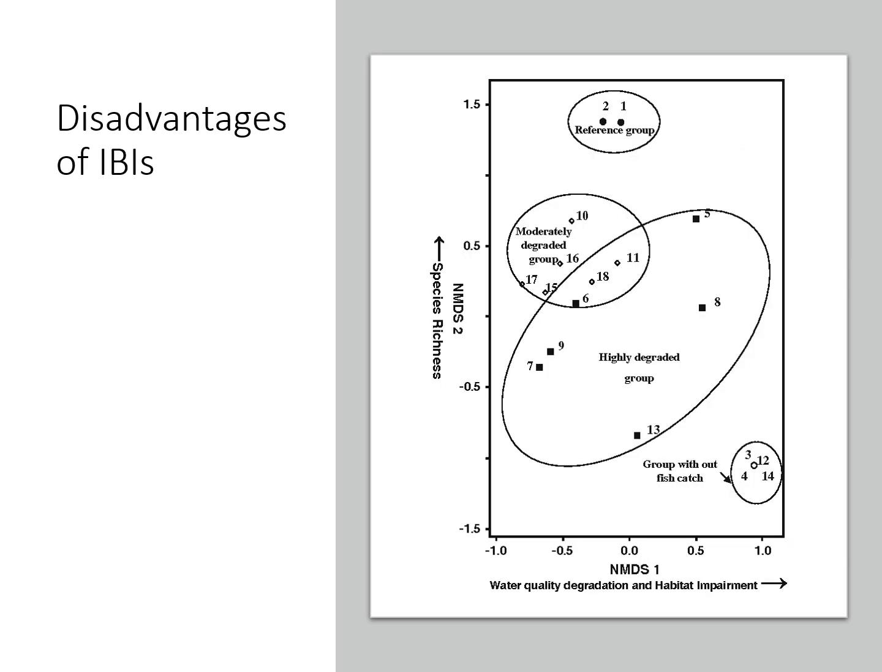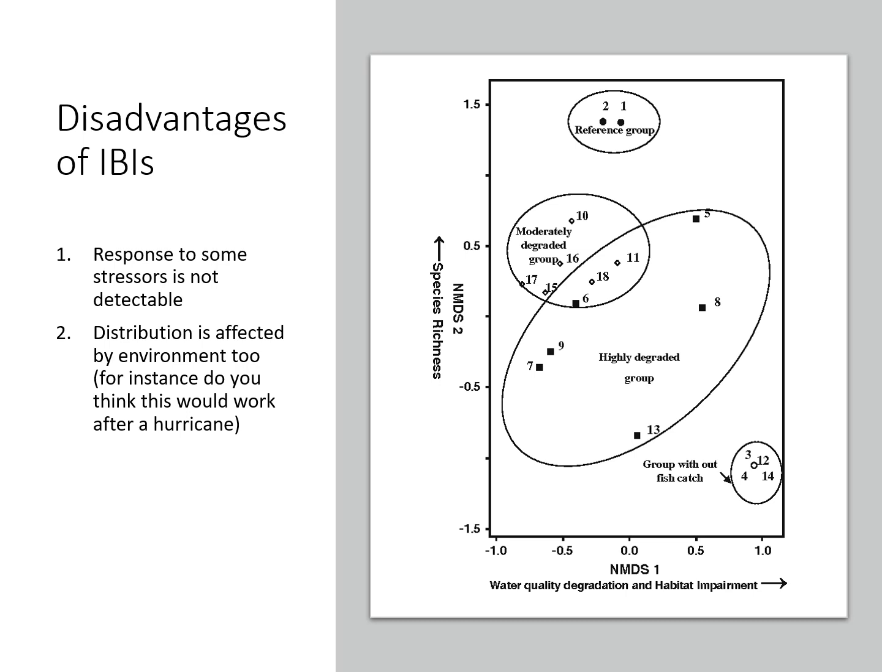There are disadvantages of this approach, though, as I already talked about earlier. The response to some stressors may not be detectable. If the organisms you pick, and you may not pick everything, are a subset of organisms that don't respond to some stressor, you won't be able to detect it. The distribution is affected by the environment too, so you have to be thoughtful about this. Like if you go out to a really pristine site and then there's a hurricane, things are going to change, and okay, well, we'll sample it at a different time.